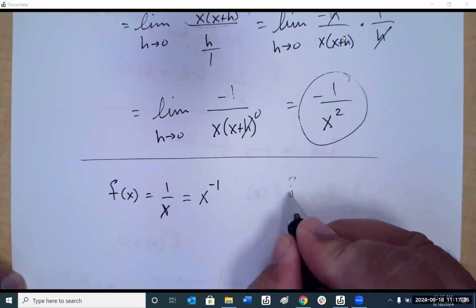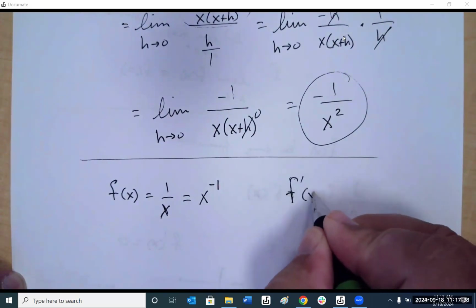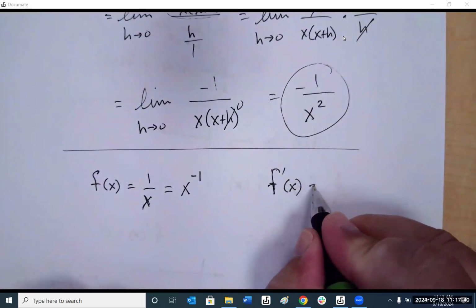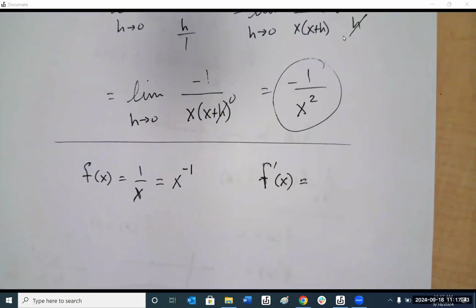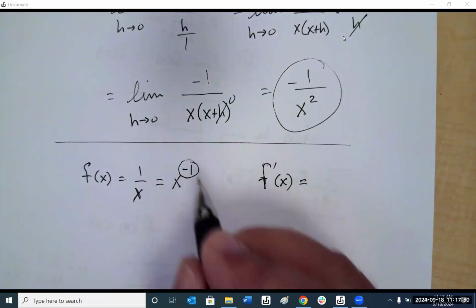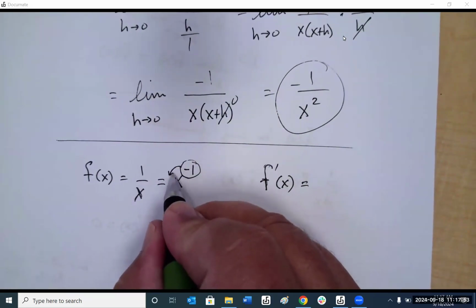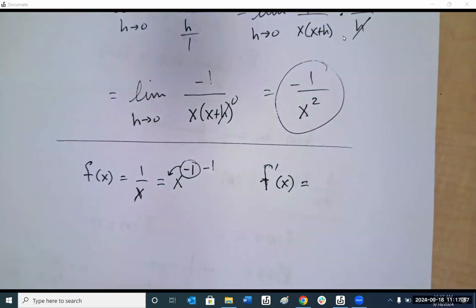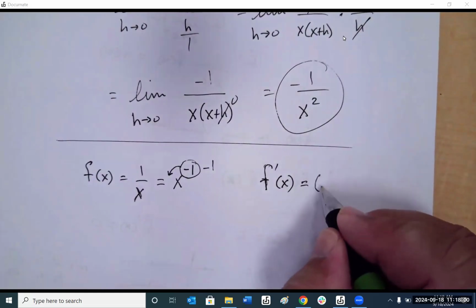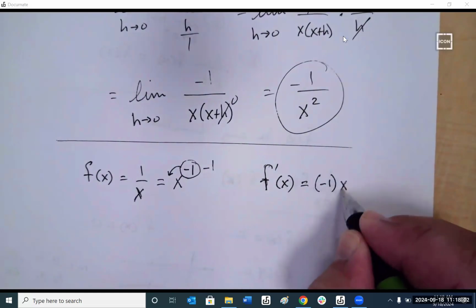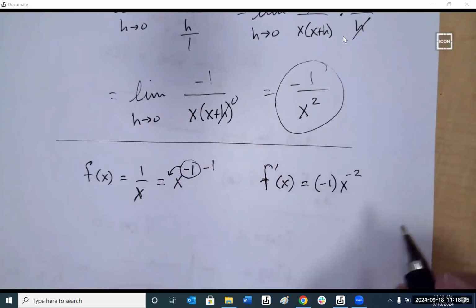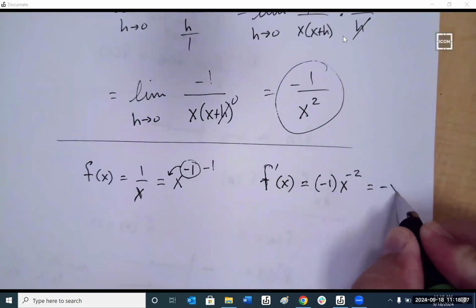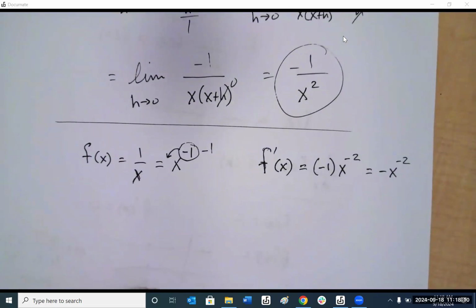So the derivative, are you ready? Here it comes. Take the power, move it in front, and subtract 1 from the power. So we got negative 1. Negative 1 minus 1 is negative 2. There you have it.